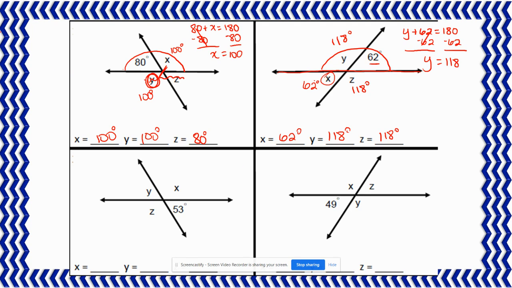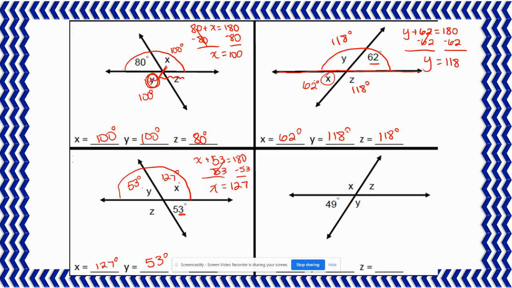So for the last one, or second to last, I'm sorry, this angle is 53 degrees. It is opposite of Y, so that means Y is also 53 degrees. To figure out what X is, I know that these two angles together create a straight line, so X plus 53 equals 180. Subtract 53 from both sides. These cancel and I get X equals. So when I do 180 minus 53, I get 127. So X is 127 degrees.